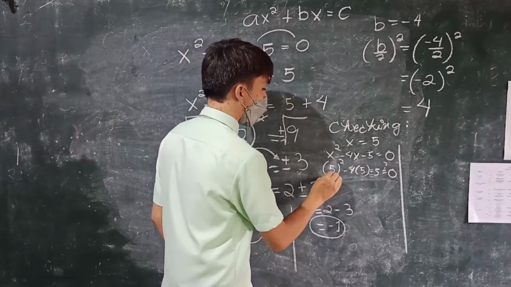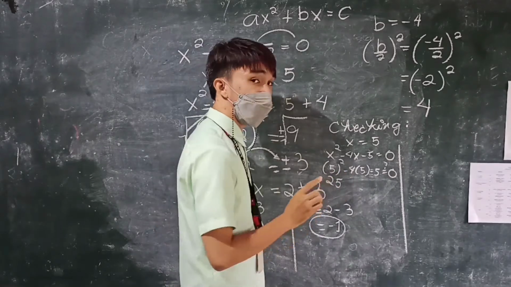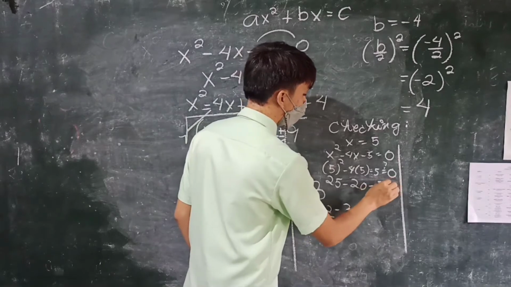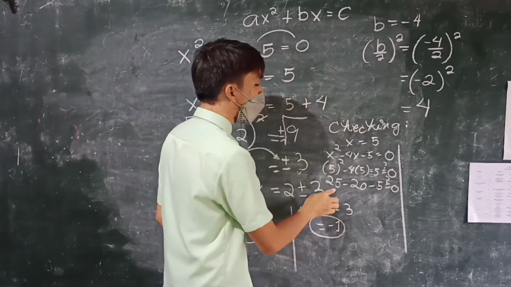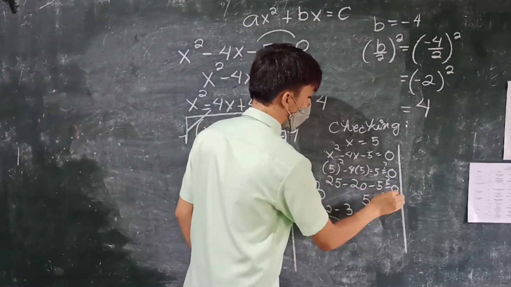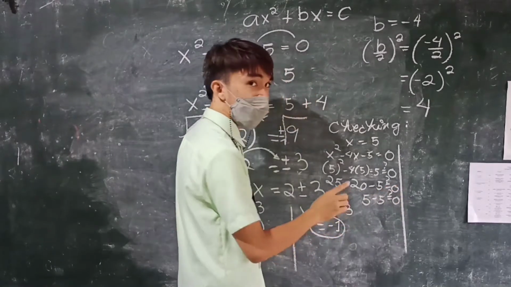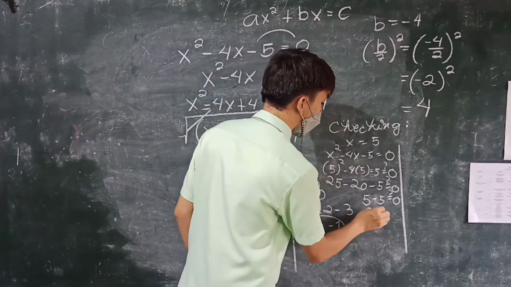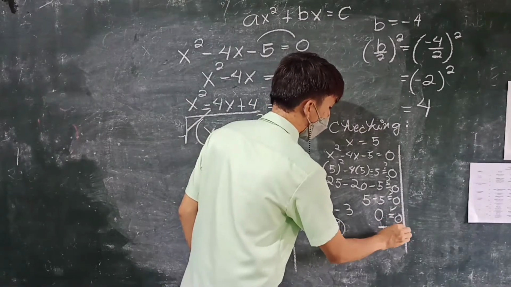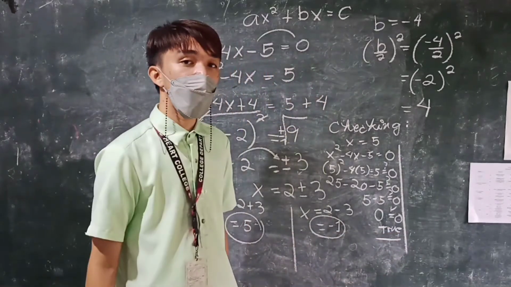5 times 5 equals 25. Negative 4 times 5 is negative 20 and minus 5 equals 0. 25 minus 20 is 5. 5 minus 5 equals 0. So it's true. Positive 5 satisfies the given equation.